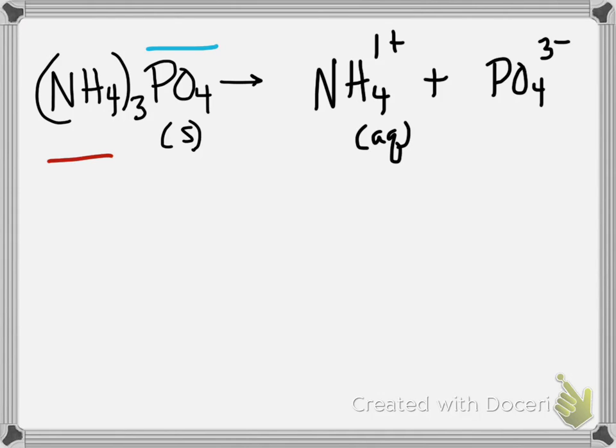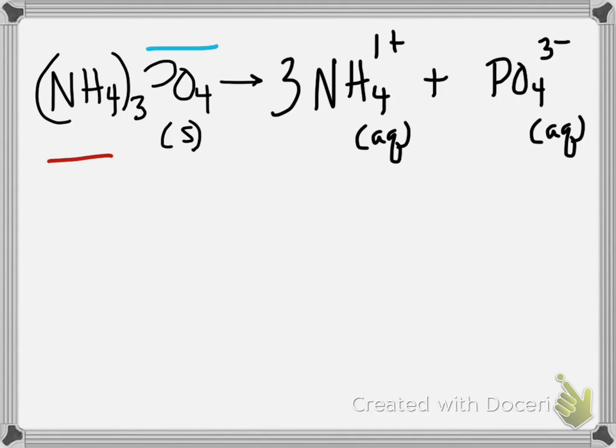Now, the question is, how many of each? How many ammonium ions are we going to get out of every mole of ammonium phosphate? You can vote with your fingers. So we're going to get 3, because for every phosphate ion, there had to be 3 ammonium ions to balance it. So it's a little bit like balancing a chemical equation, though remember there is no reaction happening.